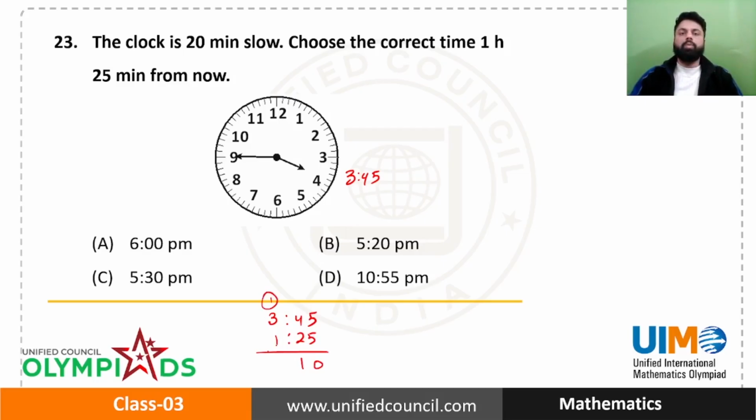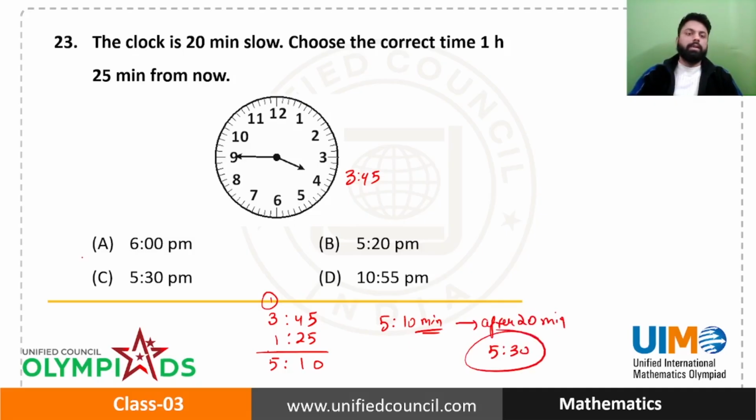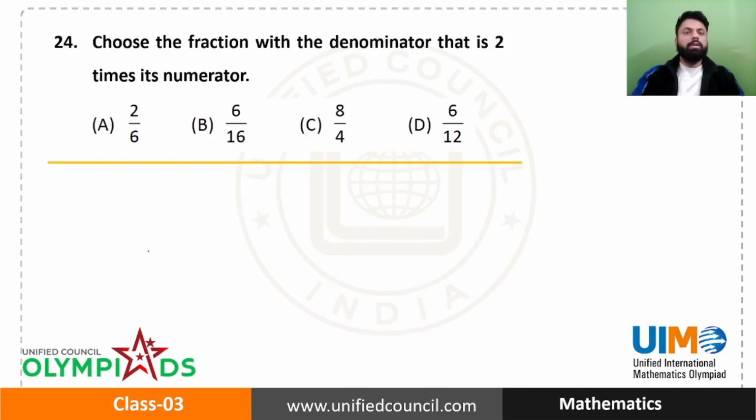60 minutes is equal to 1 hour. 3 plus 1, that is 5. So 5 hours 10 minutes, that is the answer. But as it is 20 minutes slow, so after 20 minutes the time will become 5:30. C option. Choose a fraction with the denominator that is 2 times the numerator.